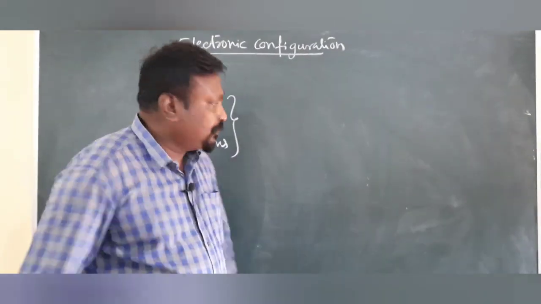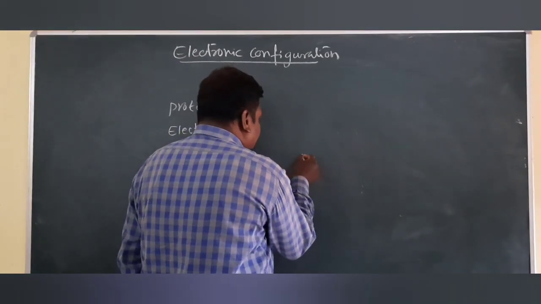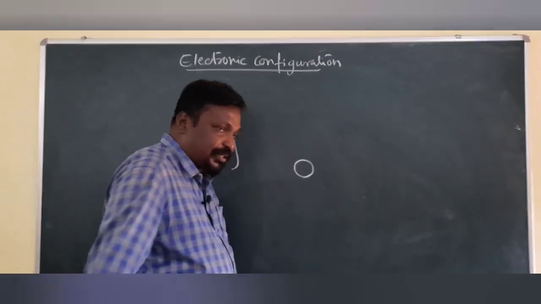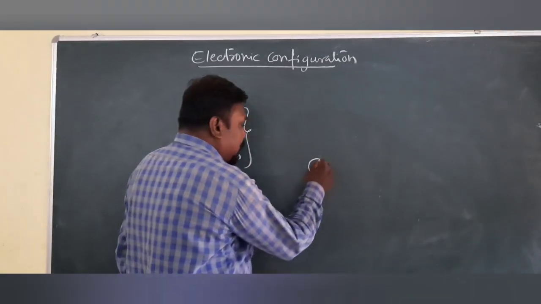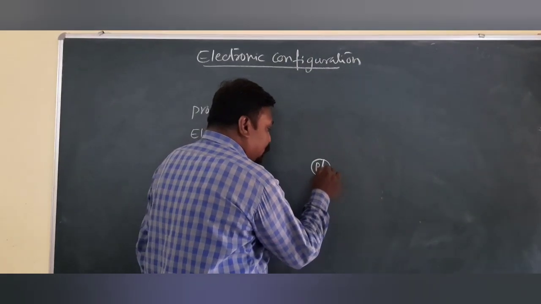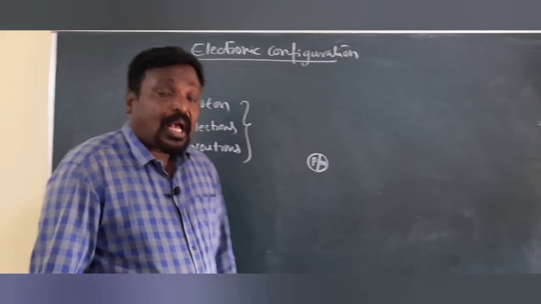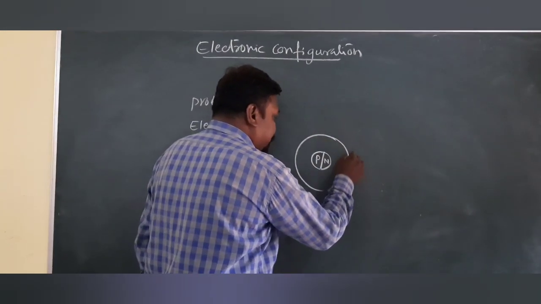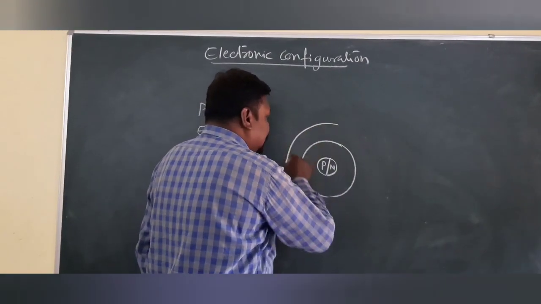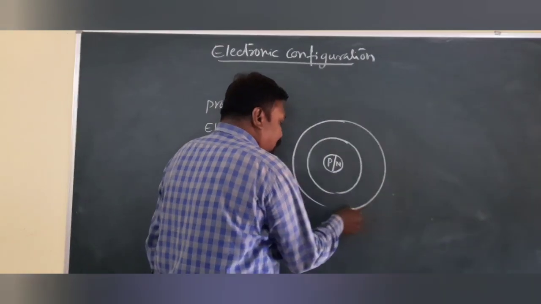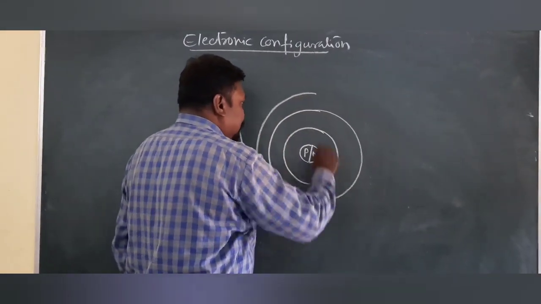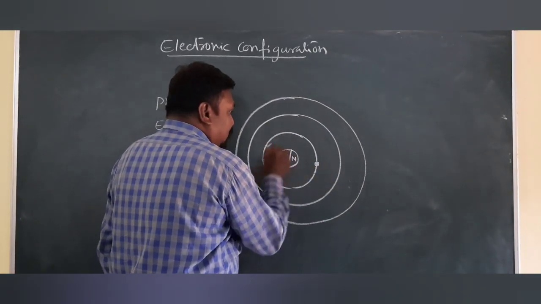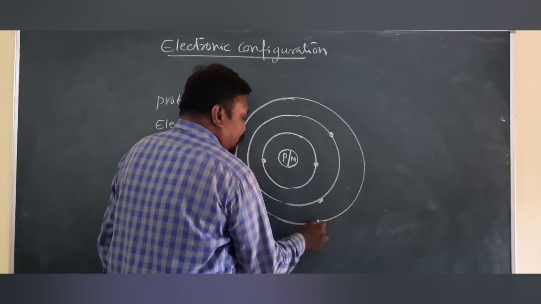If you take an atom, as you know, an atom contains a central part which is called the nucleus. Within the nucleus, the protons and neutrons are found. Around the nucleus, in definite circular orbits, the electrons are revolving around. So, that you have studied, right? So, here, these are the circular orbits where the electrons are found.